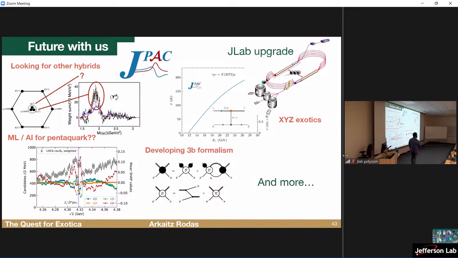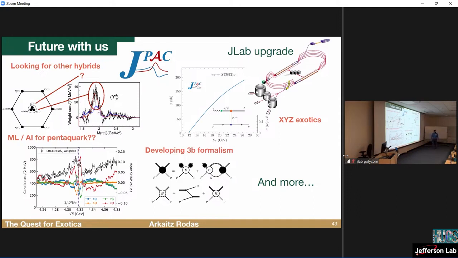You want to do XYZ exotics? We might be able to answer those in a few years experimentally at Jefferson. If we do the upgrade, we will measure production of those XYZ exotics. Also in the EIC program, when the EIC is built. We want to say something about machine learning applied to exotics. We are working on that.